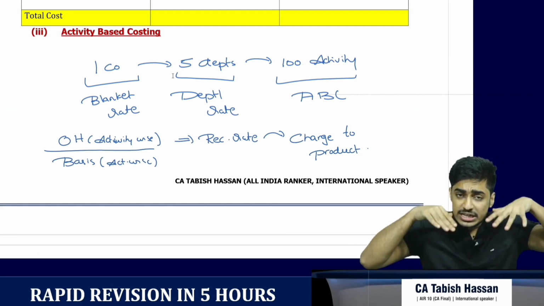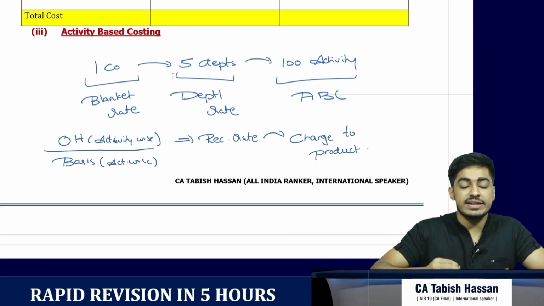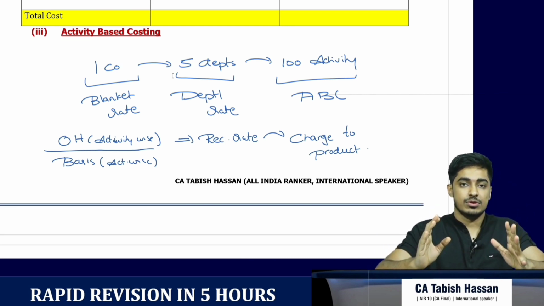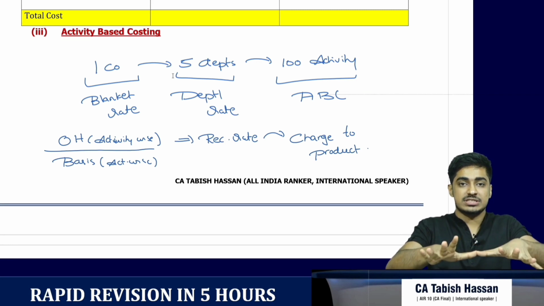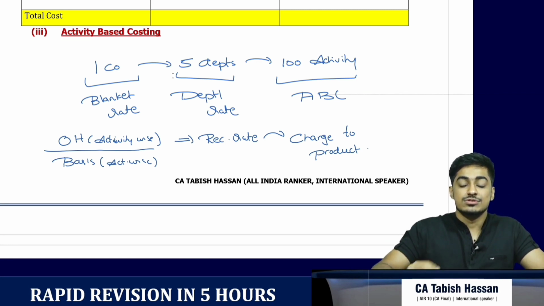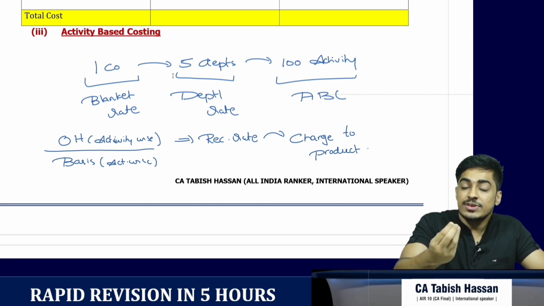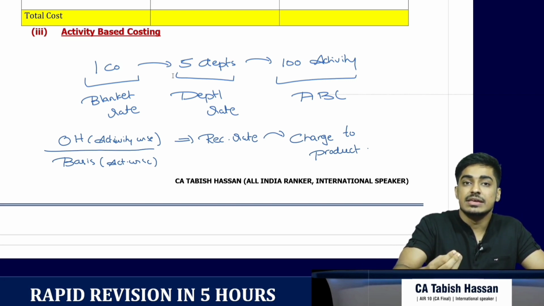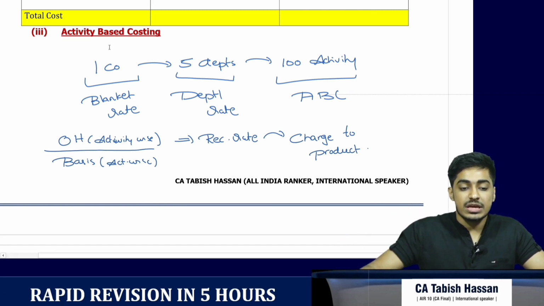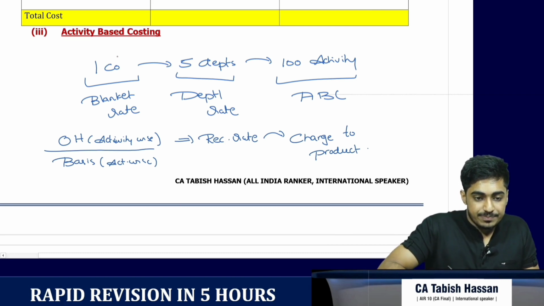It is telling go deeper, go to every activity and then calculate. So say for example, one company. In one company, we have 5 production departments. But in one company, we are taking 100 activities. So it is telling, go to these individual 100 activities and compare every activity's cost with the basis and get the rate. So we have one company.